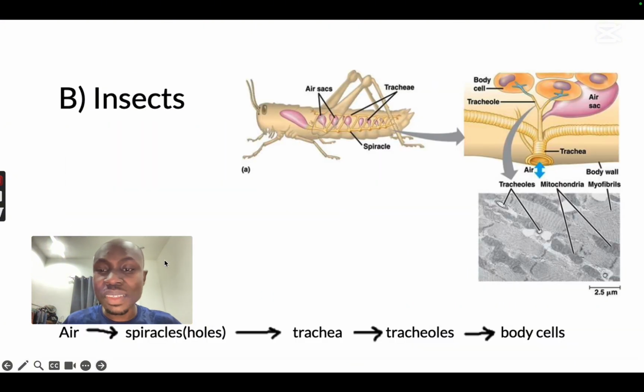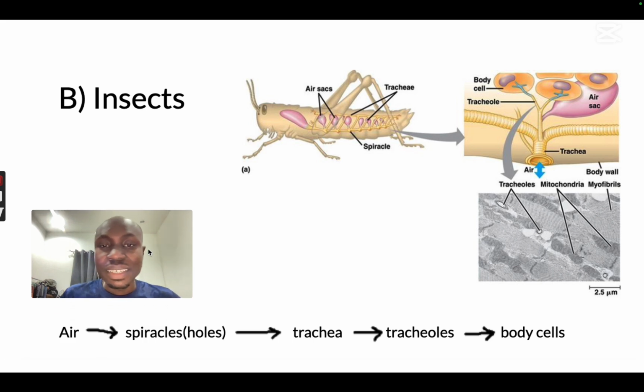The next example are insects. How do insects exchange gas? On the side of the body, there are small holes which we call spiracles. So this is one spiracle here. The air is going to move in the spiracle and it will move into the trachea, which is just a tube. And from the trachea, it will move to a smaller tube, which is called tracheal. And from the tracheal, it will go to the body cells.